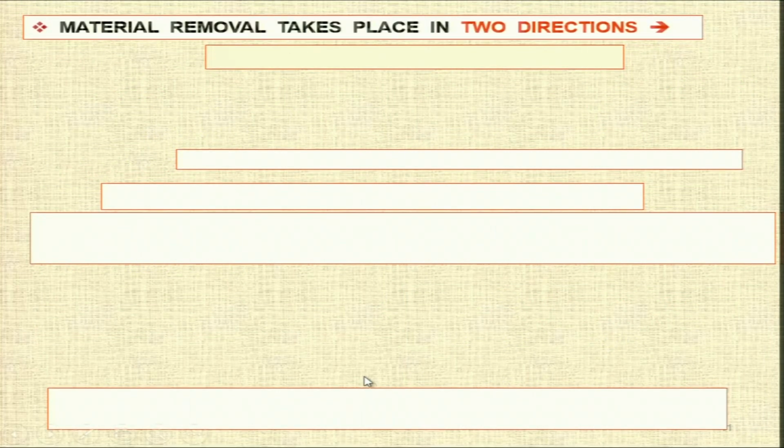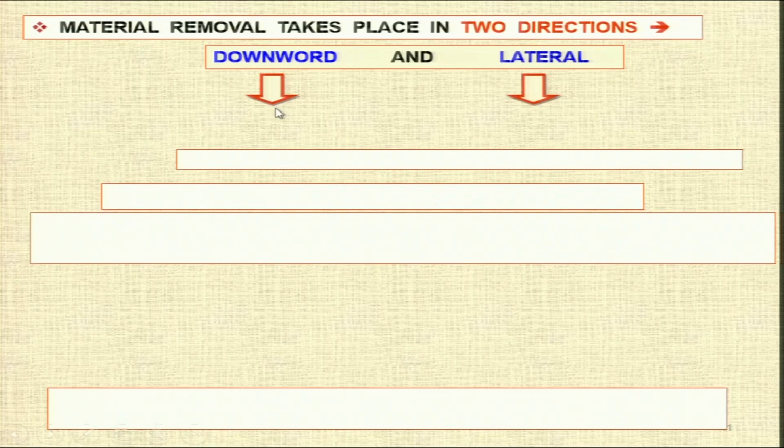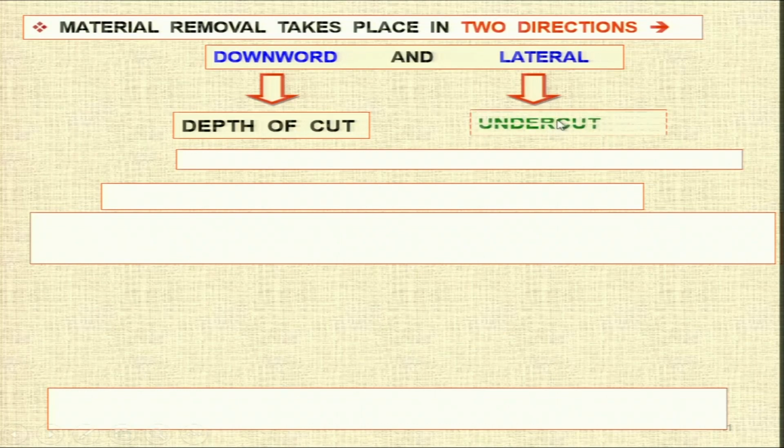Material removal takes place in two directions, downward direction as well as lateral direction. Downward direction will result in the depth of cut, lateral direction will result in the undercut. So undercut is not desirable, but it is a part of the process, you cannot avoid it. You will see what it is.